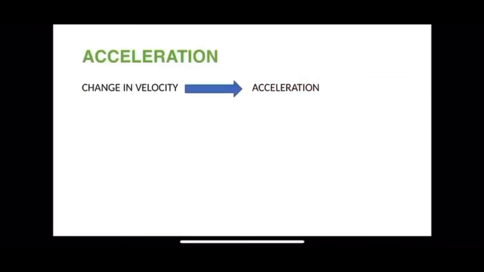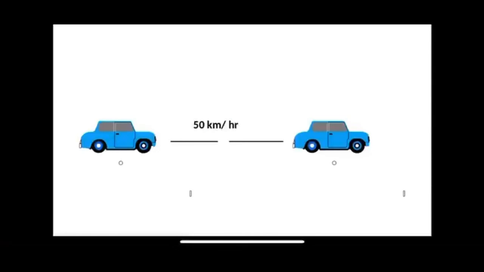Now what is acceleration? Acceleration is the change in velocity. See, a car is moving in a straight line with a constant speed of 50 km per hour. Does it possess any acceleration? No, because there is no velocity change. Speed is constant, also direction is not changing. So there is no velocity change, hence there is no acceleration.